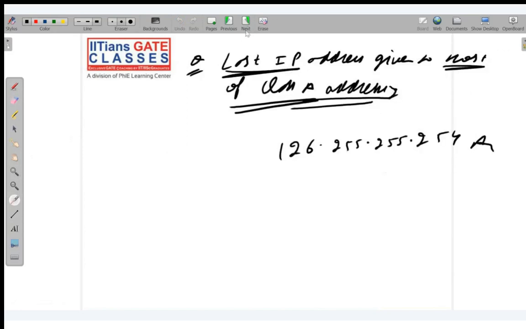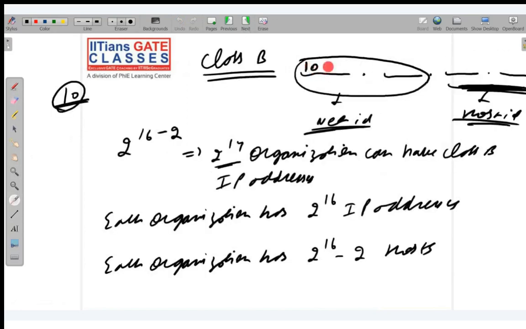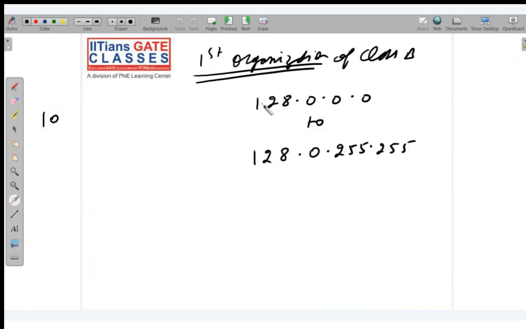Where have we gone? So here 1 0. After that we have 6 zeros. So what will it look like? 1 followed by 7 zeros. So it will be 128, because for the first organization everything will be 0. So here all zeros. So 128.0, and here obviously zeros, and then we will move these two only, that is 255, 255. So 128.0.0.0 to 128.0.255.255. This is for the first organization. Any doubt here?